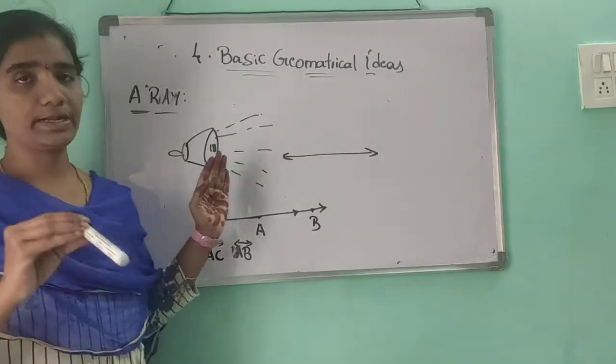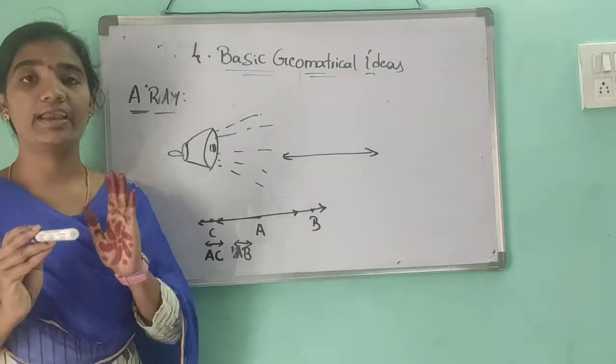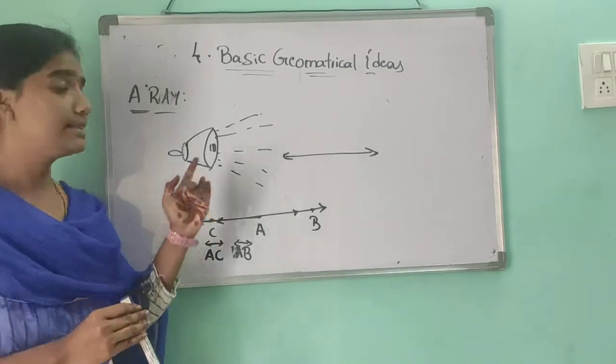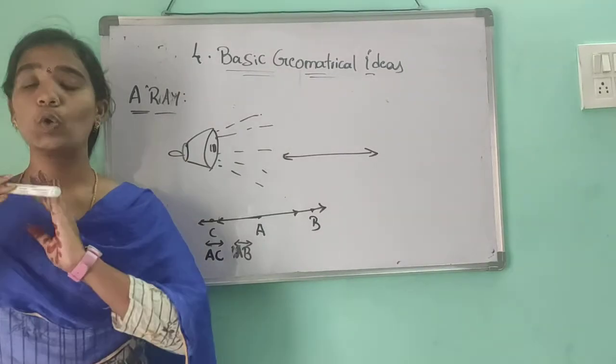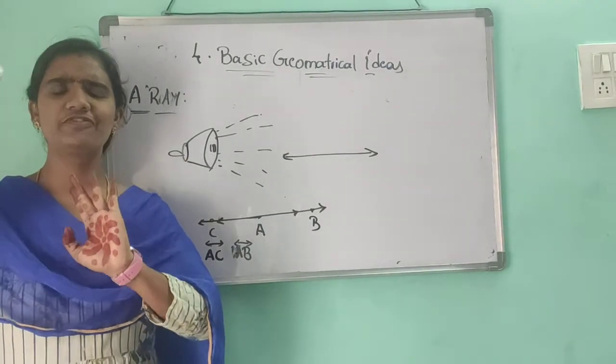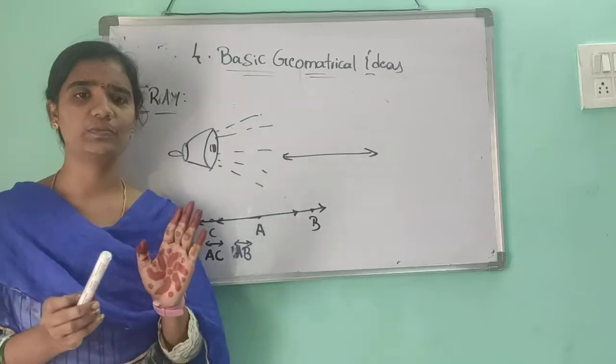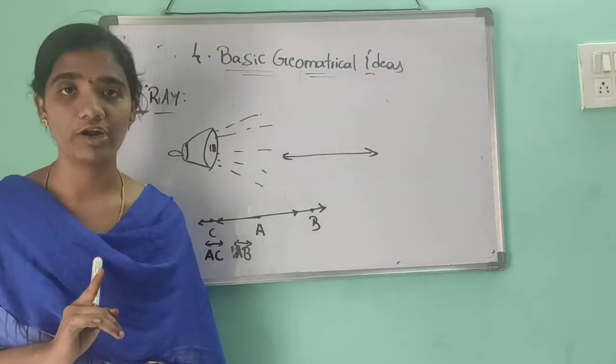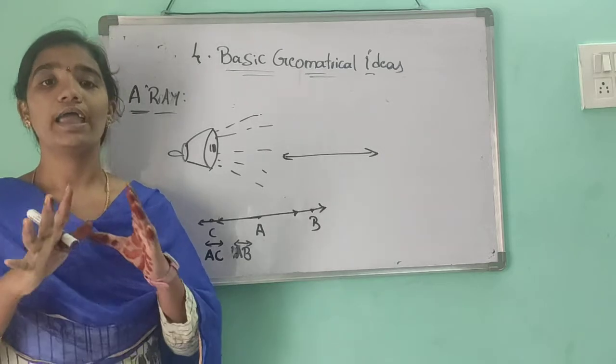I will explain one more time what a ray is. A ray is a portion of a line. It begins at one point and goes on endlessly in a specific direction. It means the ray has only one end point. This is the ray.